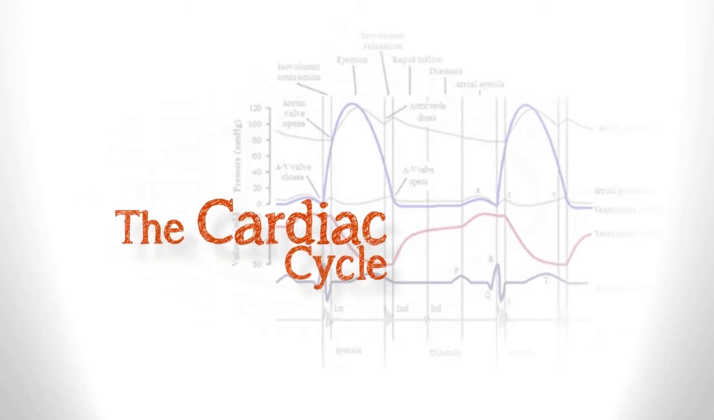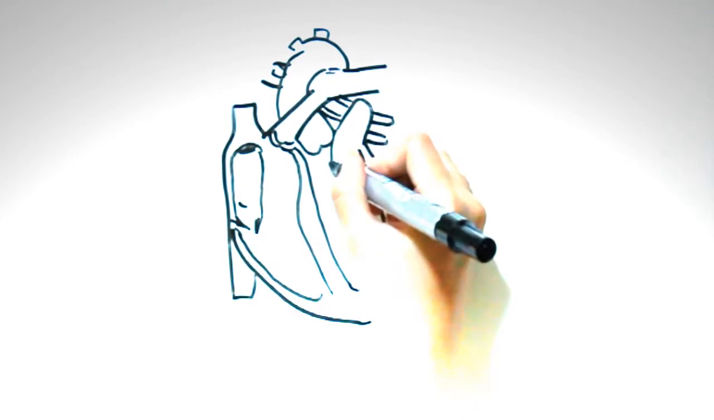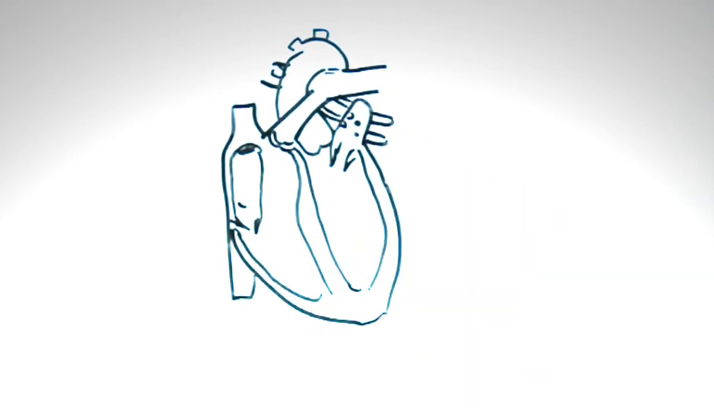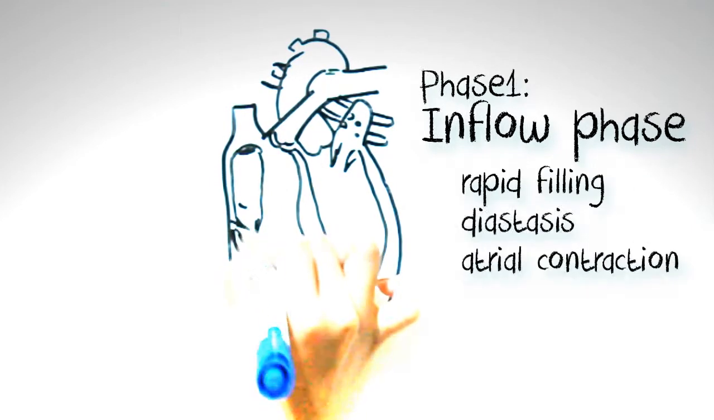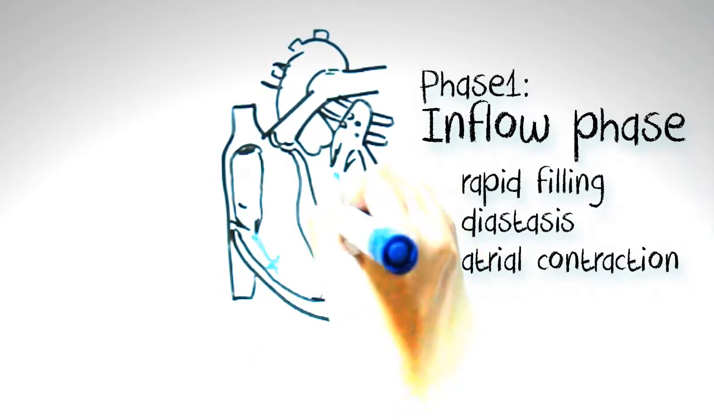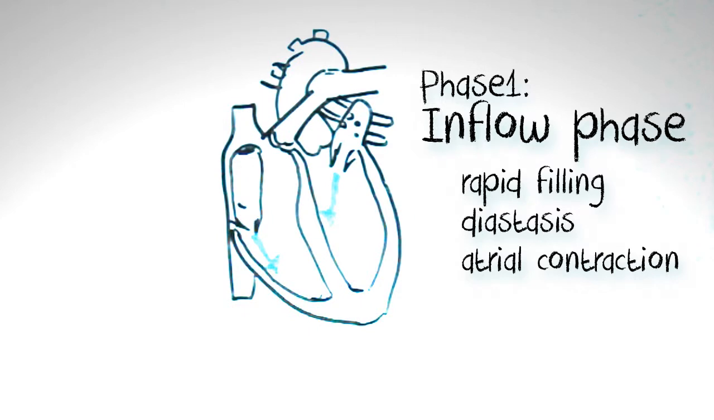The cardiac cycle is a sequence of mechanical and electrical events that repeats with every heartbeat. It has 4 phases. Phase 1 is the inflow phase. It includes the events of rapid filling, diastasis, and atrial contraction.